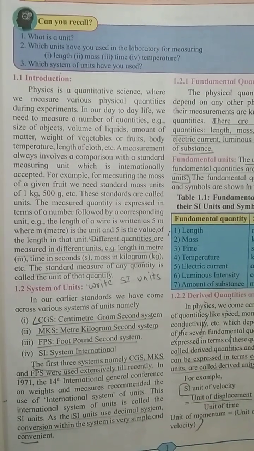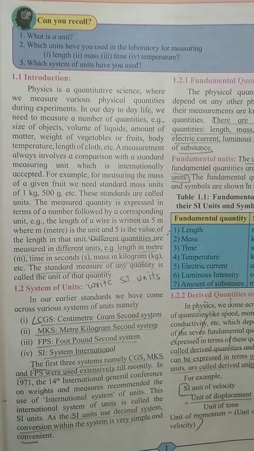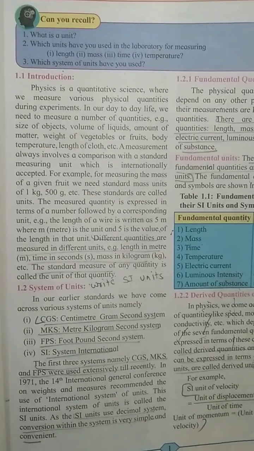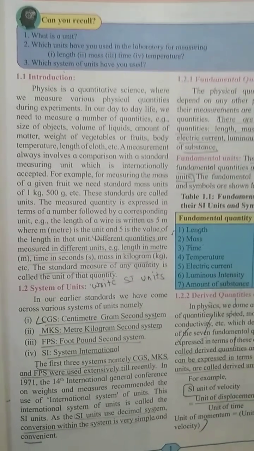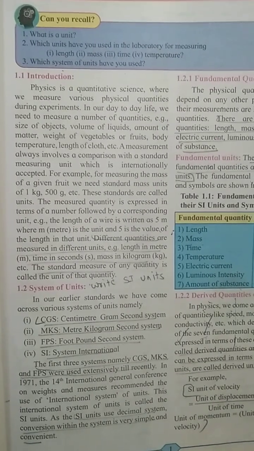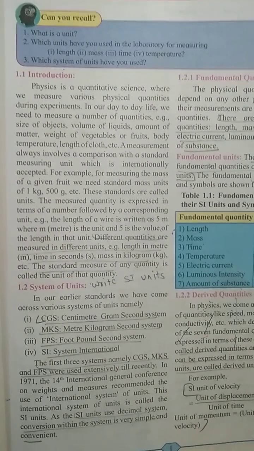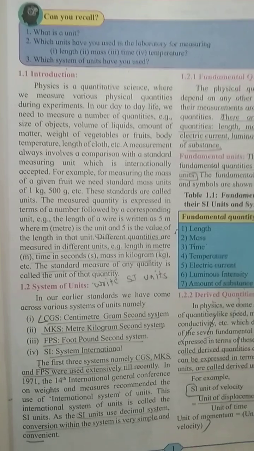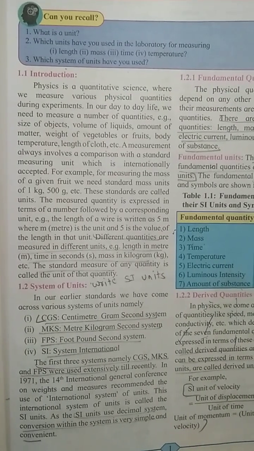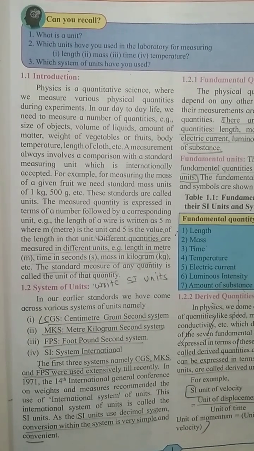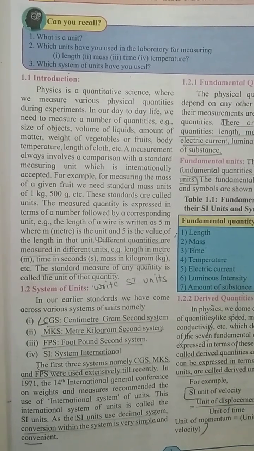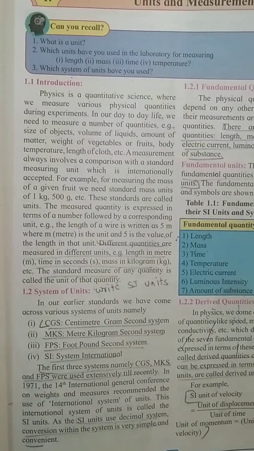This means that physical quantitative science deals with day-to-day life. Whatever day-to-day life objects are there, we know the size of an object, we consider liquids in volumes, the amount of matter, and the weights of vegetables and fruits in our daily lives. Body temperature you know, and length of cloth you know how to measure.